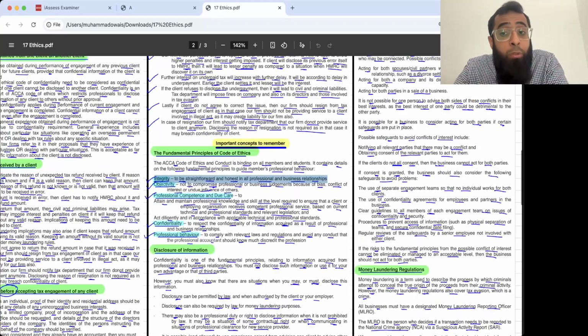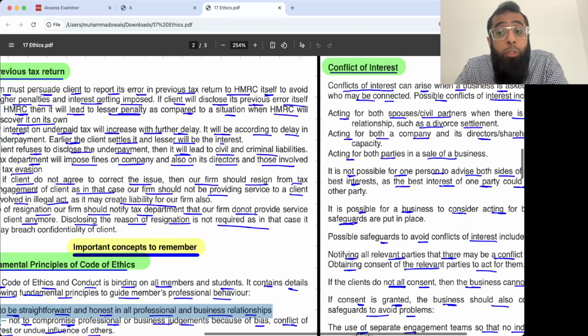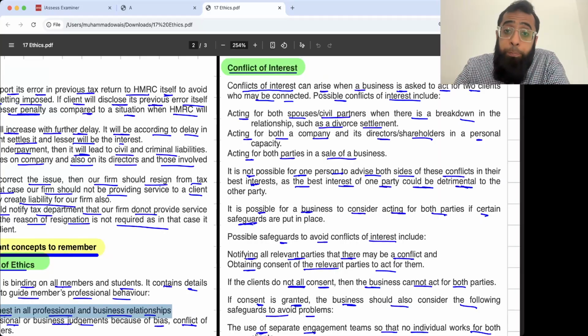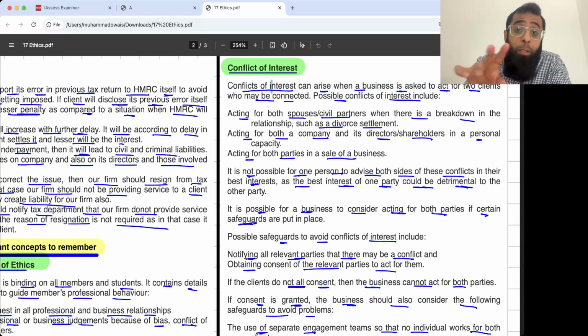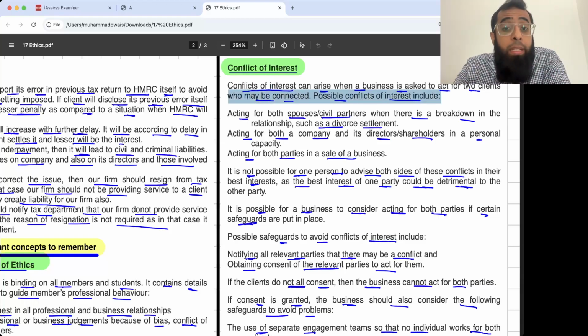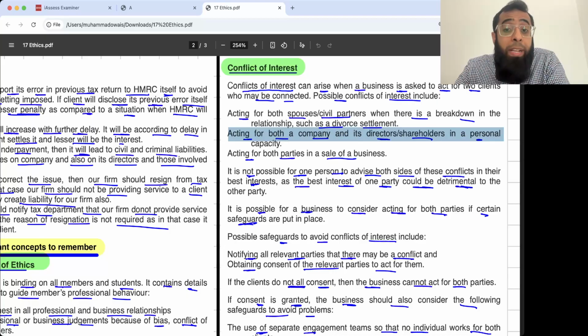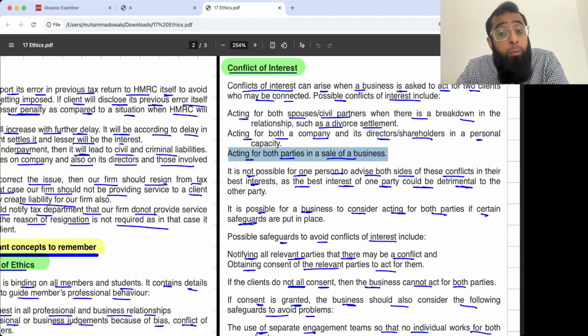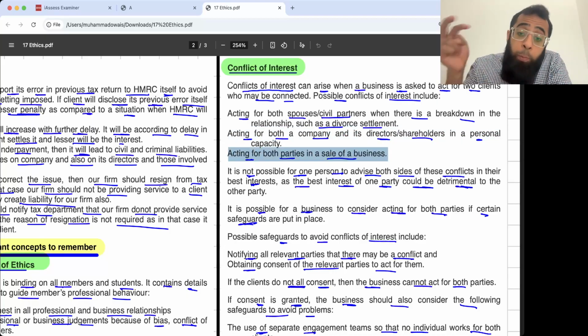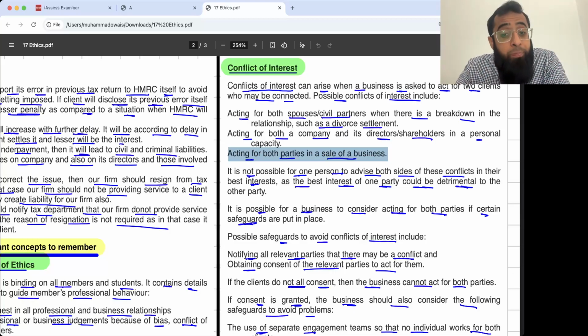Then detail about disclosure of information. Then situations about conflict of interest. When we are advising 2 clients which are competing in any situation, like advising husband-wife, 2 companies, or in a personal capacity, 2 parties in a sale transaction.